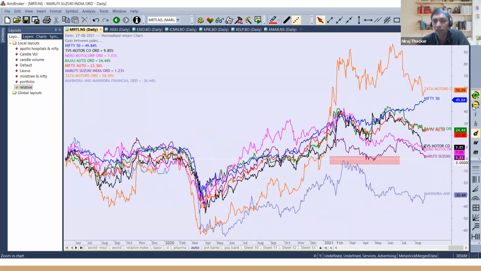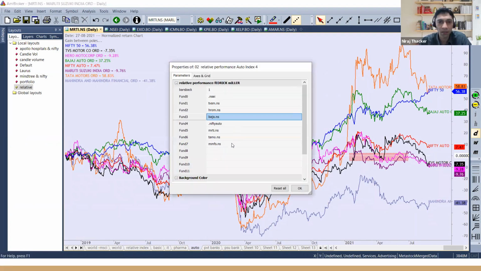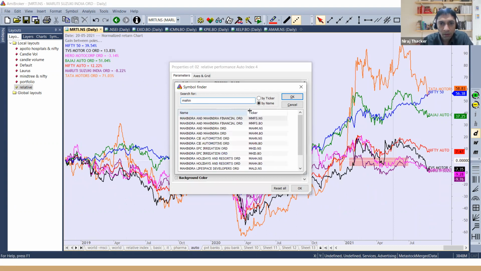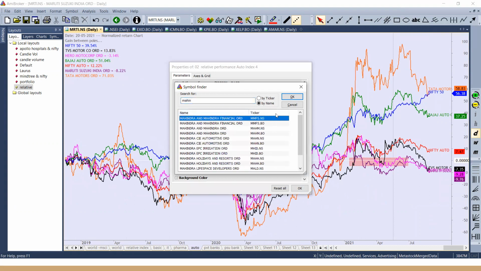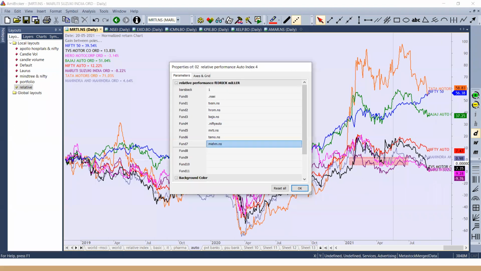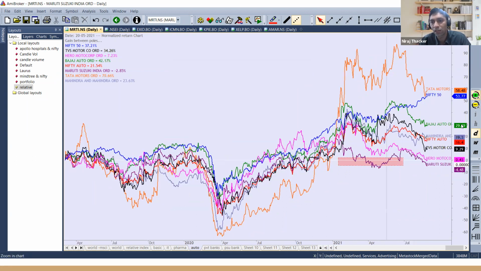Mahindra and Mahindra, correct? You don't want to hold Mahindra and Mahindra in your portfolio. Sorry, Mahindra Financials I have added. I'll just change this. Sorry. Mahindra, MAHM. So you can see Mahindra and Mahindra is underperforming. And most below that is Maruti. Maruti is the most underperforming stock, correct?